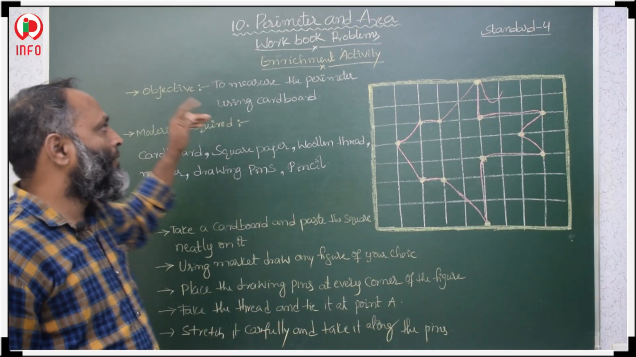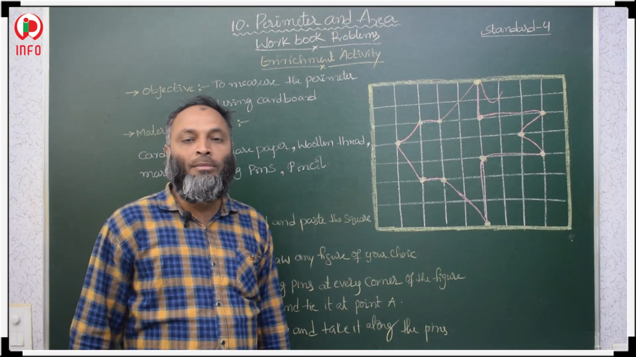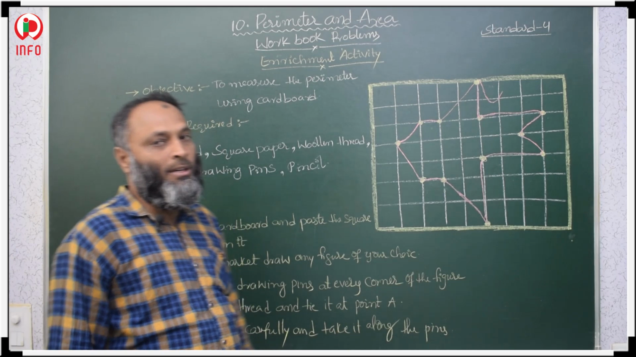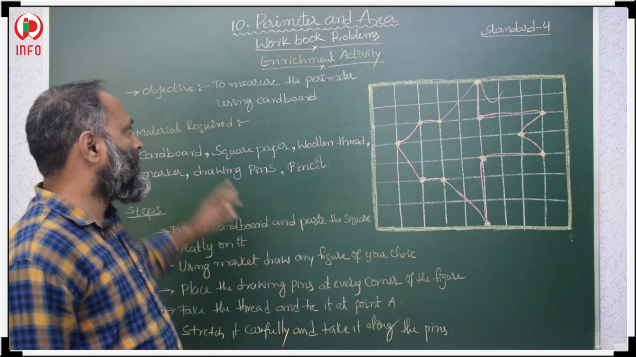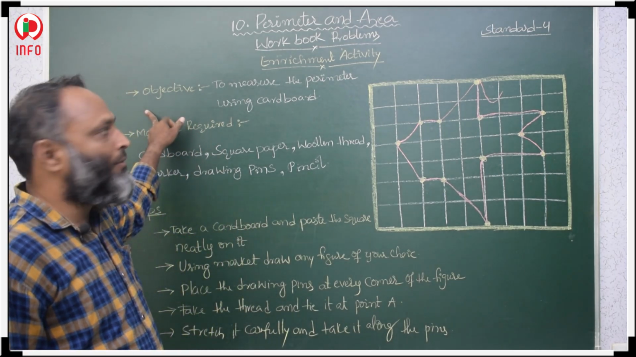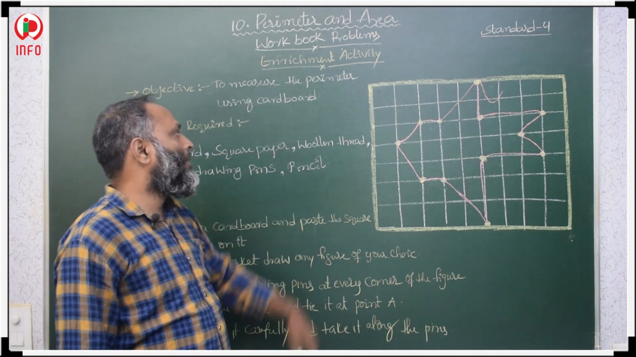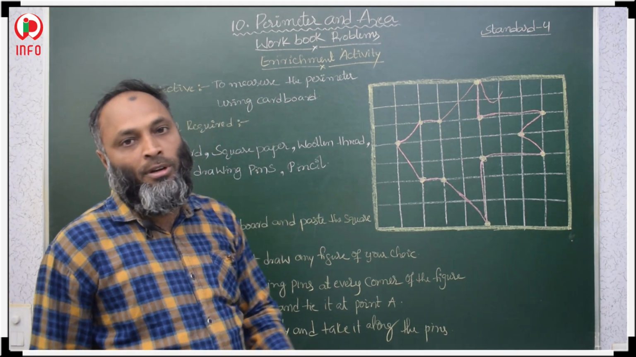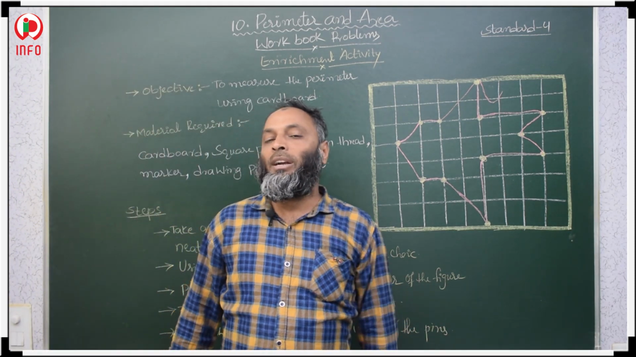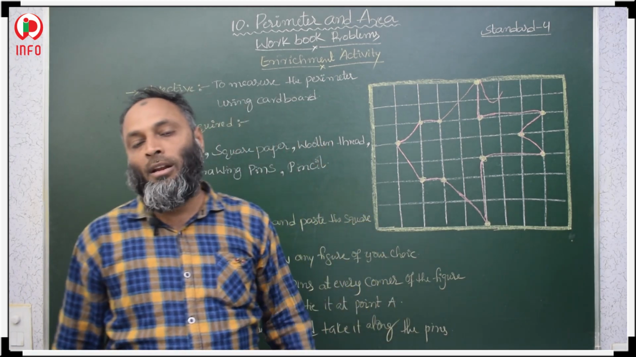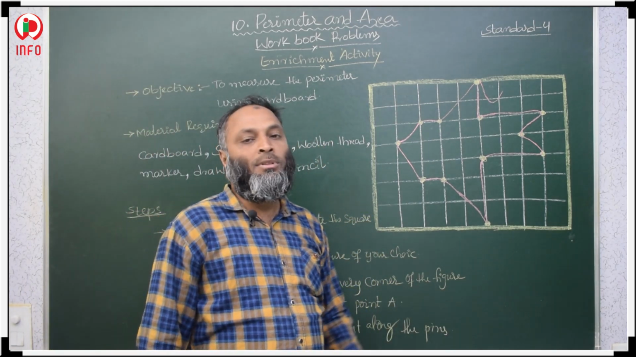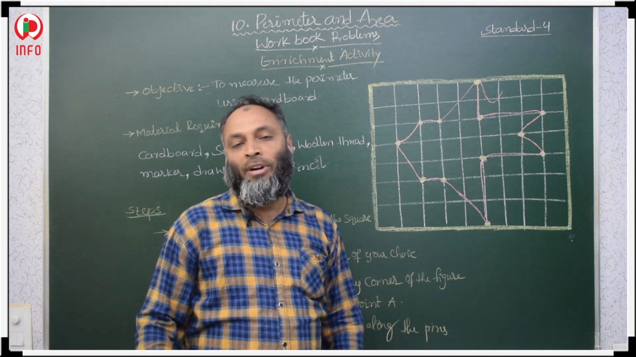Now students, enough enrichment activity. From this activity, what we are going to discuss, see, the main objective is to measure the perimeter using cardboard. Using cardboard, how to find the perimeter of given irregular shapes. Irregular shapes are any picture. Okay, how to find the perimeter?